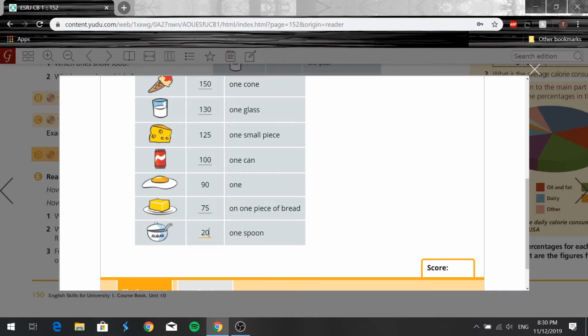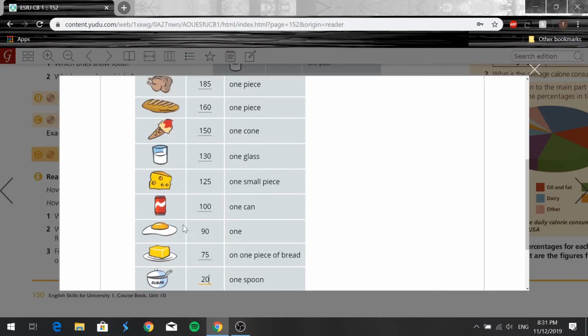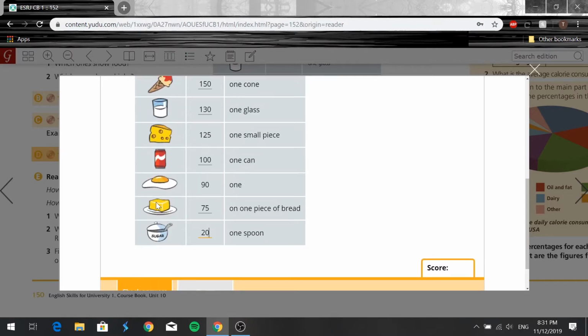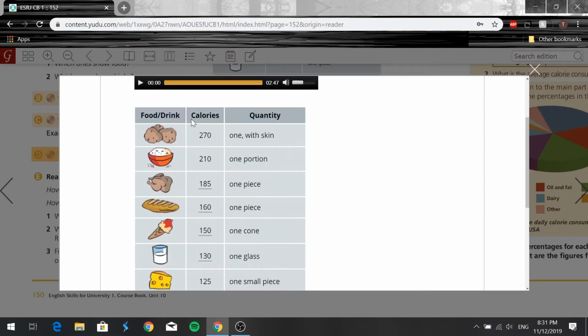It's actually interesting that one can of soda has less calories than a glass of milk. 100 compared to milk, which is 130 calories, one glass, but obviously depending on how big and how wide the glass actually is. Then we have 1 spoon of sugar at around 20 calories. 1 egg has around 90 calories. Okay, what else am I missing? Am I missing anything else? No, I think that's about it. So these are all the calorie numbers for different foods and drinks.